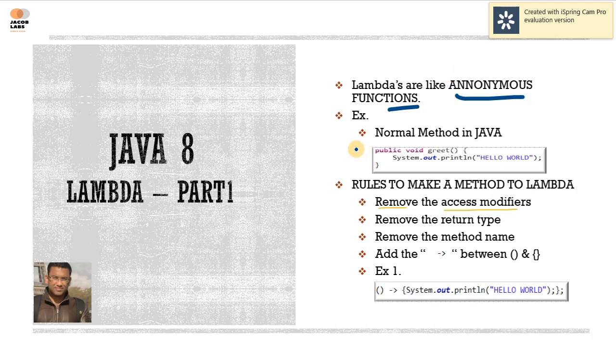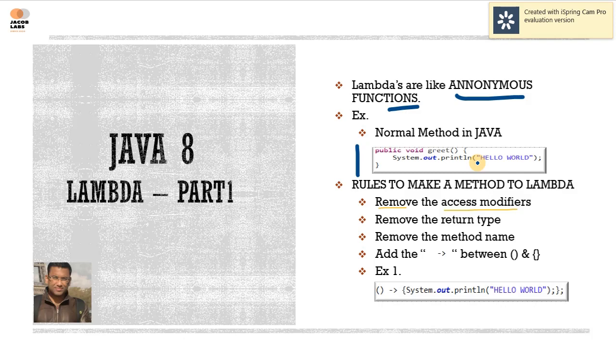Let's start by writing a simple method in Java. This method just prints hello world. So there is nothing special. The method looks something like this. I define a method and call it greet. It is a public method and returns nothing, and the name of the method is greet, and it says sysout hello world. Perfect. There is nothing new or complex till now.